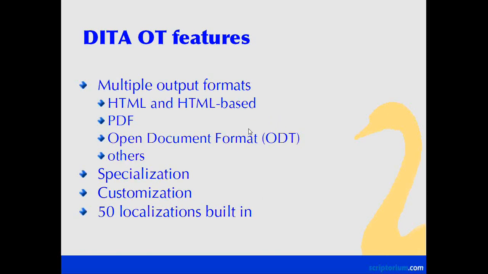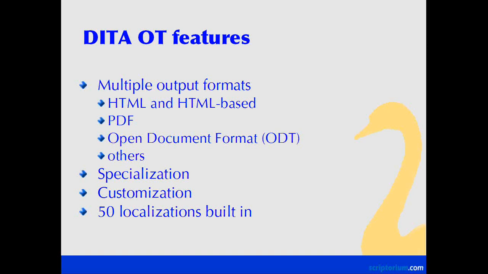Some features of the DITA Open Toolkit. Well, of course, the DITA Open Toolkit is for output. So we can produce a number of output formats in the Open Toolkit. A lot of HTML or HTML-based formats. So we can produce XHTML. We can produce Microsoft HTML help, Java help, Eclipse help. Those are all HTML-based formats, and they can all be generated from the DITA Open Toolkit.